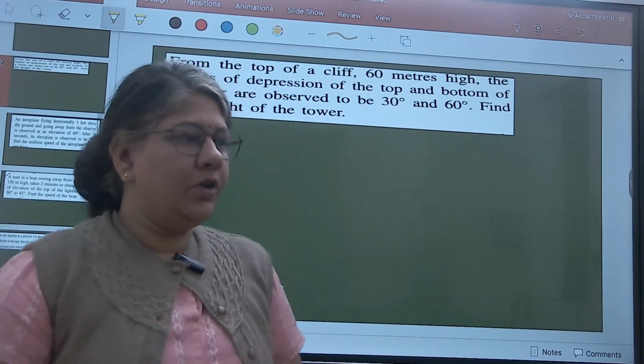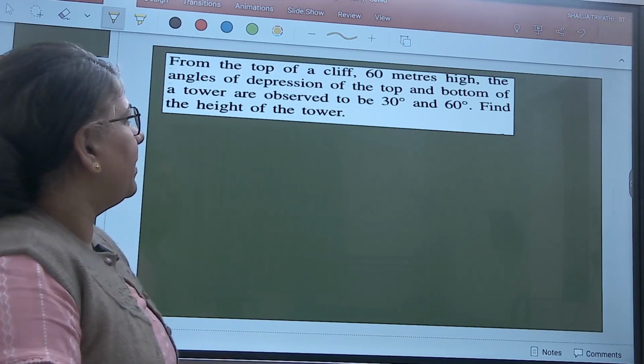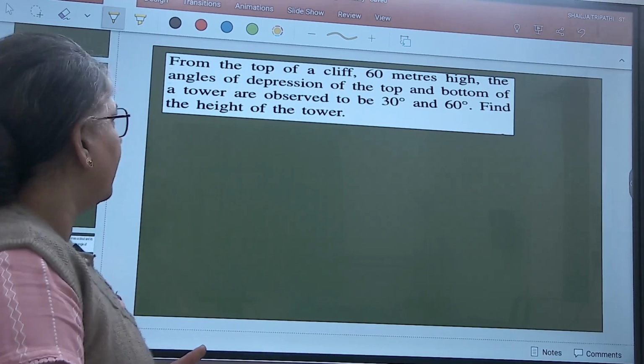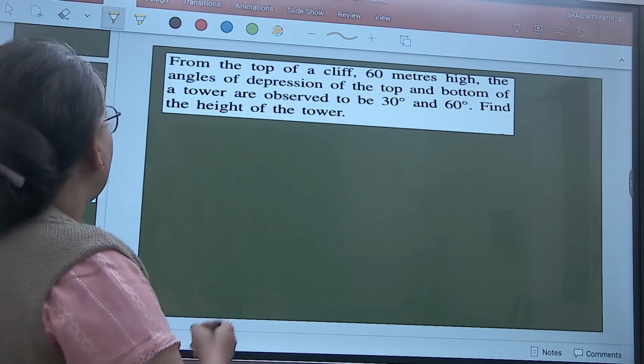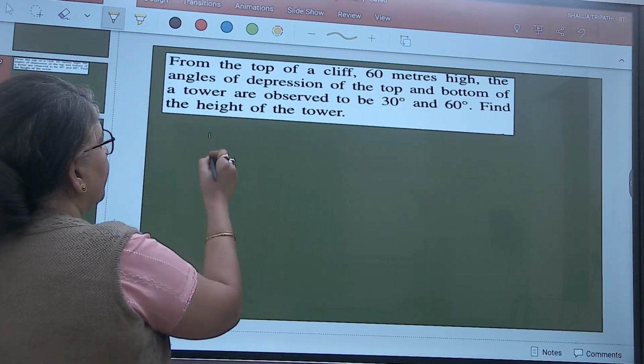So our first question is: from the top of a cliff 60-meter high, the angles of depression of the top and bottom of a tower are observed to be 30 and 60 degrees. Find the height of the tower. So let's begin by drawing the figure first.